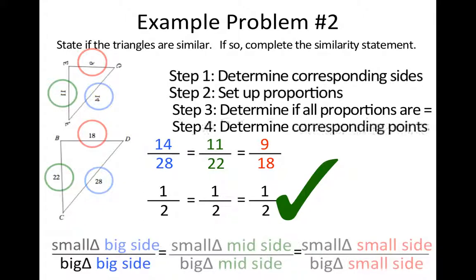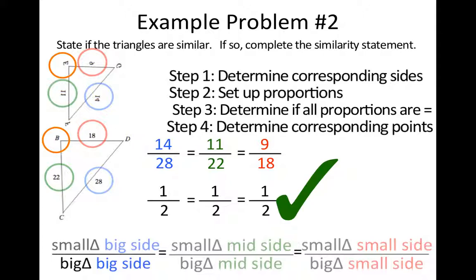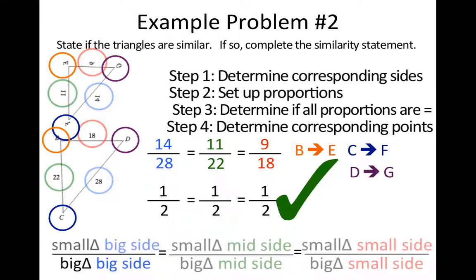So I look and I see that point B and point E correspond, just like point C and point F correspond, just like point D and point G correspond. Now that I know my corresponding points, I'm able to complete my similarity statement. And it's asking me, triangle BCD is similar to what triangle? And the answer would be triangle EFG. And it's very important that I write it in that order, because that shows me that these points correspond, that B corresponds with E, C corresponds with F, and D corresponds with G.